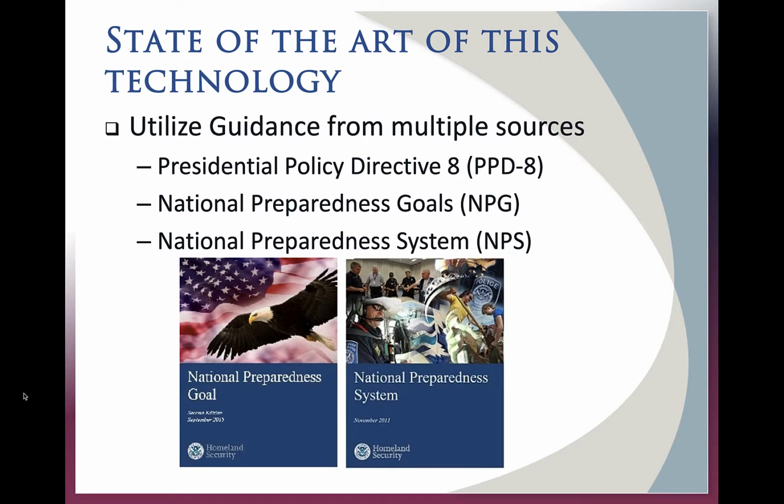All right, so we know why exercises are important. So a little bit of state of the art. As I said, we don't just come up with any sort of idea, like, hey, let's exercise on tornadoes. No, we utilize guidance, and this guidance comes from multiple sources. The Presidential Policy Directive 8, or the PPD 8, which could have changed since then. I think this was 2018, it was PPD 8. We also have our National Preparedness Goals, or the NPGs, and the National Preparedness System, the overall system, the NPS.